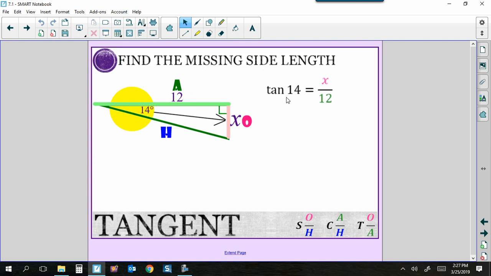Going through the motions again, this is going to be a proportion, so we're going to multiply 12 times the tangent of 14, which is approximately 2.99. And there you have it.